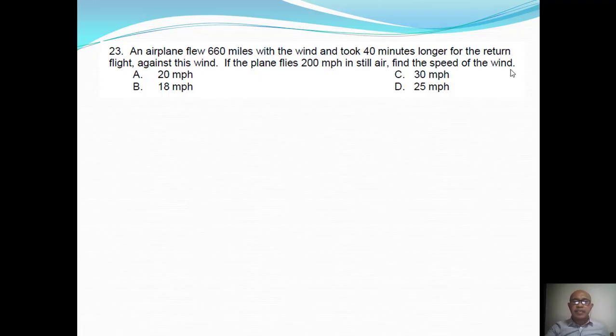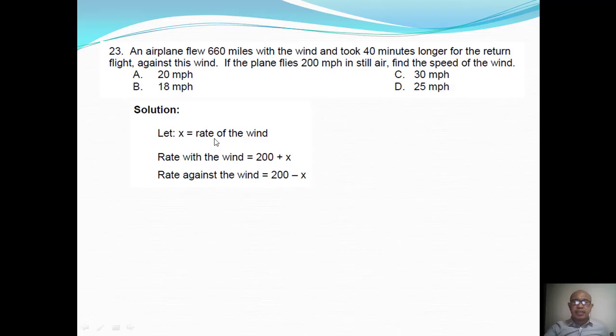Okay? So the rate of the plane in still air is 200 miles per hour. And then the question is the speed of the wind. So let x equal the speed of the wind. So the resultant rate in going with the wind is equal to 200 plus x. But if the airplane will go against the wind, the resultant speed there is 200 minus x.